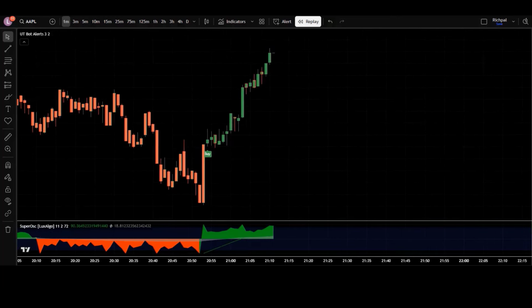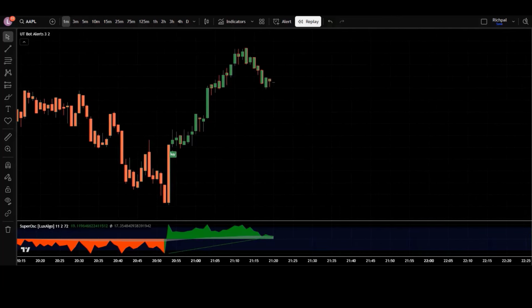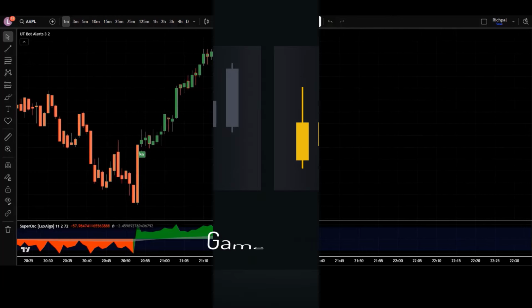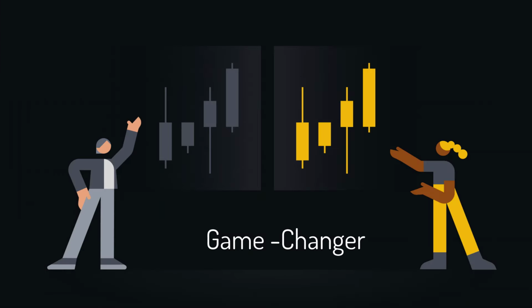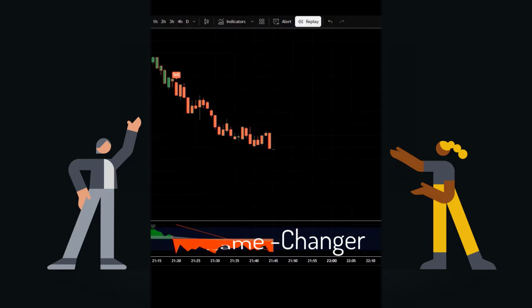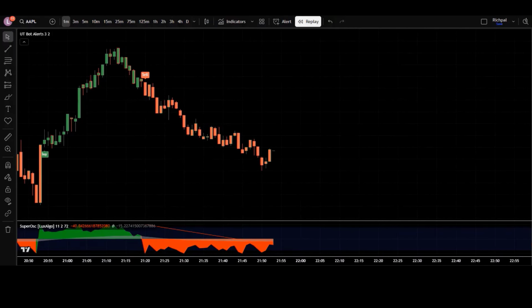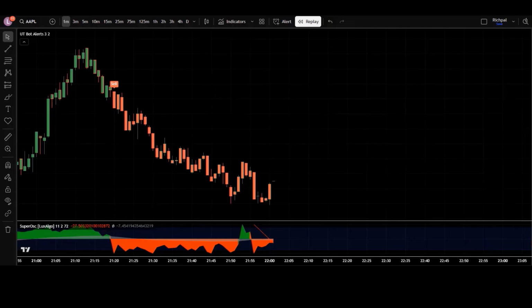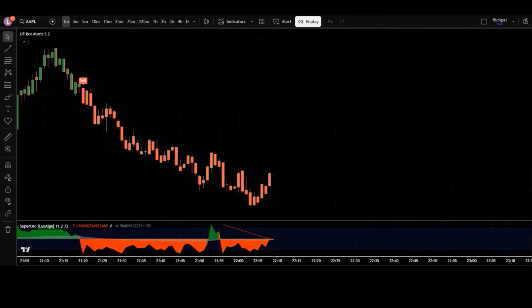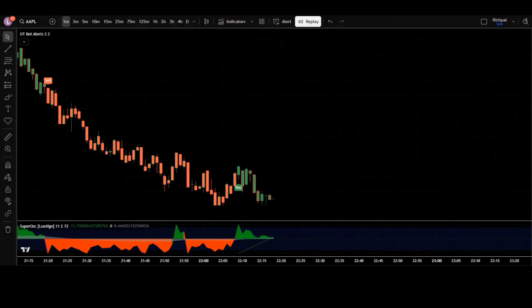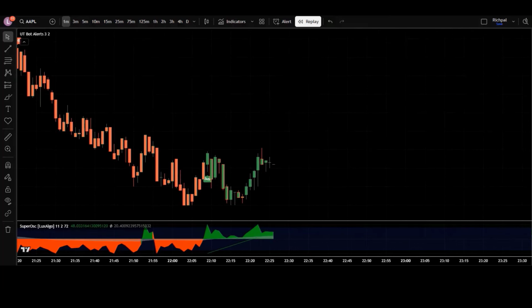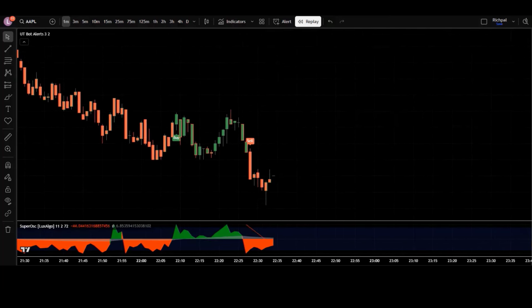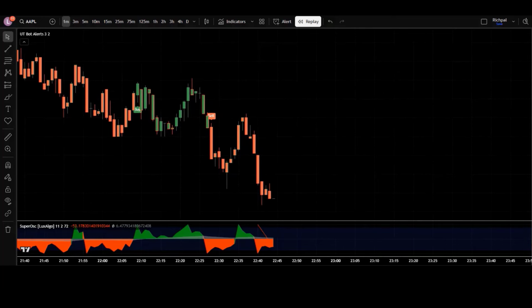For the past 30 days, I've immersed myself in using this tool, and let me tell you, it has been a game changer. If you've ever struggled with false signals in trading, you know how frustrating it can be. This indicator promised to eliminate those pesky false signals, and I was eager to see if it lived up to the hype. Join me as I share my experiences and insights from this month-long experiment.